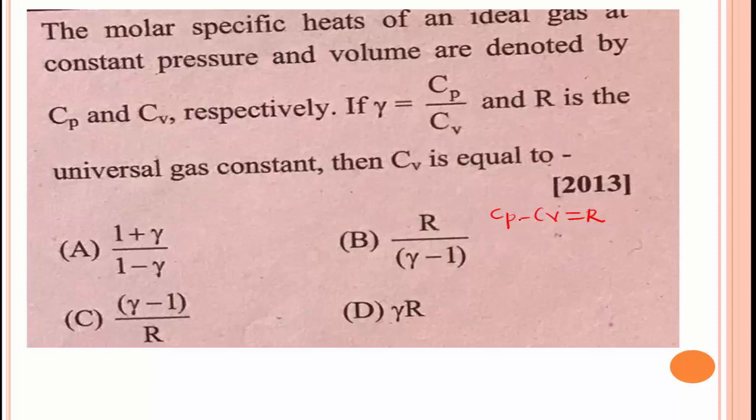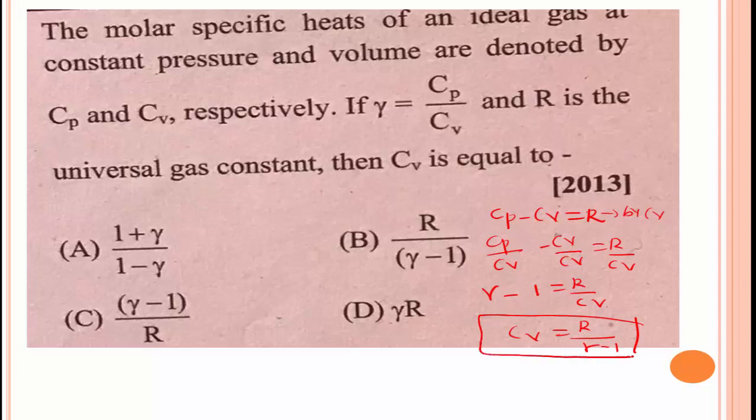This is Mayer's equation, Cp minus Cv is equal to R. When we divide this equation by Cv, we get Cp divided by Cv minus Cv divided by Cv is equal to R divided by Cv. Then Cp divided by Cv is gamma, so gamma minus 1 is equal to R divided by Cv. Therefore, Cv is equal to R divided by gamma minus 1. The specific heat capacity at constant volume Cv is R divided by gamma minus 1. Option B is the right answer.